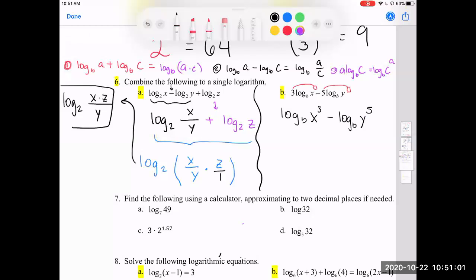That's getting us closer because now I just have the logs, and I see these logs have the same base. Now, if they're logs and they have the same base and they're being subtracted, I can write them as one log by our second rule. I can write them as log base b of the first divided by the second. So I have log base b of x to the third power divided by y to the fifth power. And there we have it.